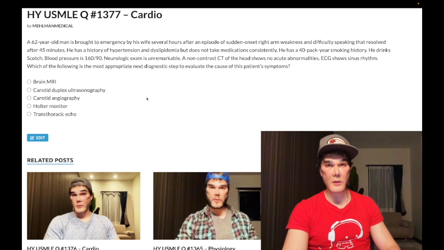62-year-old dude has a transient ischemic attack. A TIA is a stroke lasting under 24 hours. It's ischemic because the non-contrast CT of the head, which we do looking for blood, is negative. Hypertension, dyslipidemia, smoking are his risk factors. ECG is normal. What are we going to do to evaluate the cause of the patient's symptoms?